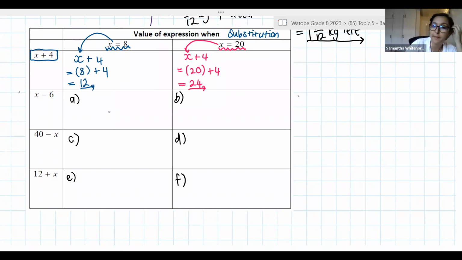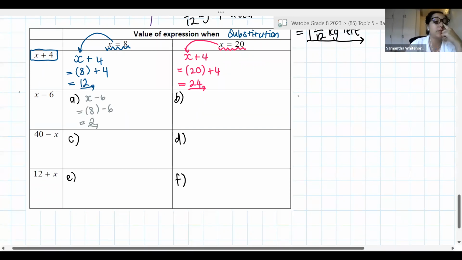Hi, ma'am. A. Yes. 8 minus 6 equals 2. Perfect. So x is 8, so we substitute an 8. We've got 8 minus 6, which is positive 2. And again, we need to be careful of that sign.